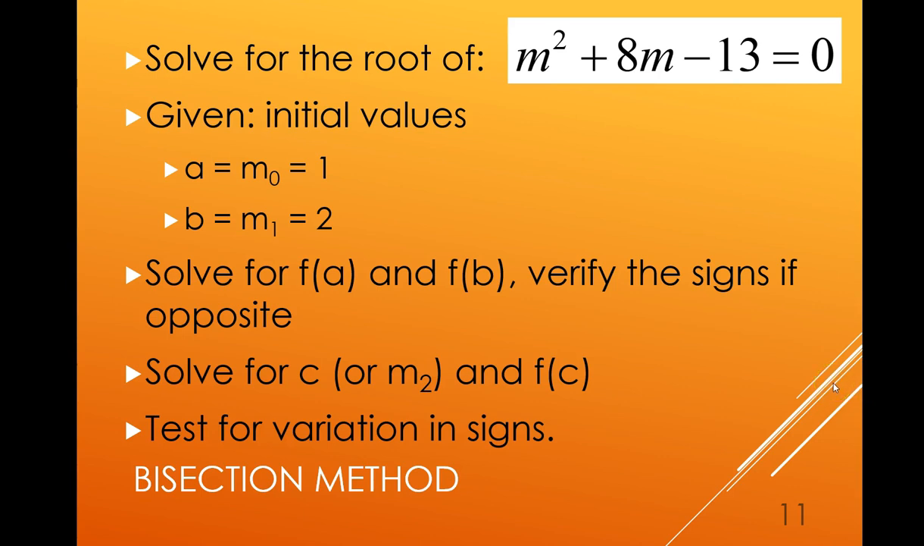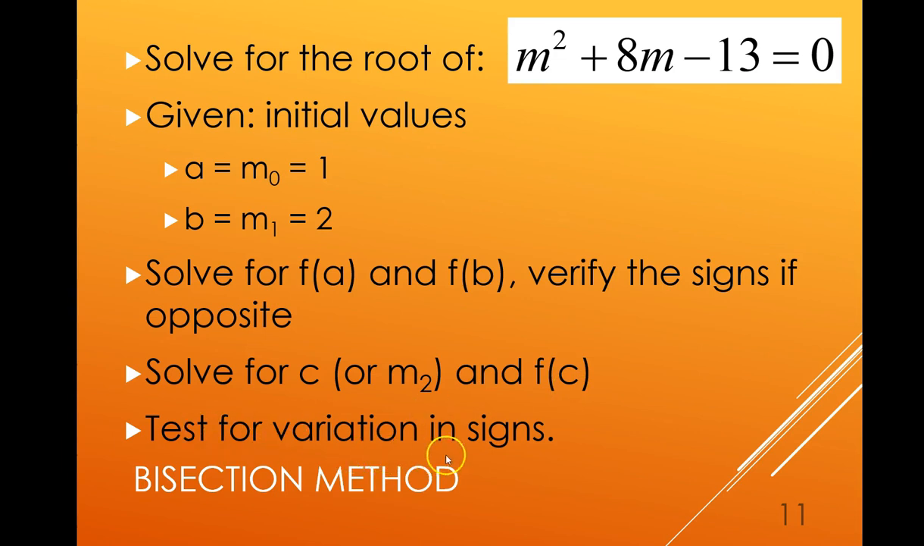For example, here, solve for the root of m squared plus 8m minus 13 equals 0, given the initial values of a and b, which is 1 and 2. So what are the requirements? Solve for f of a and f of b, and then verify if the signs are opposite. If not opposites, then that means we have to do another trial value. And let's make sure that the trial values a and b are not so far apart. Otherwise, we might diverge. Solve for c, or basically the midpoint, and then solve for the function f of c.